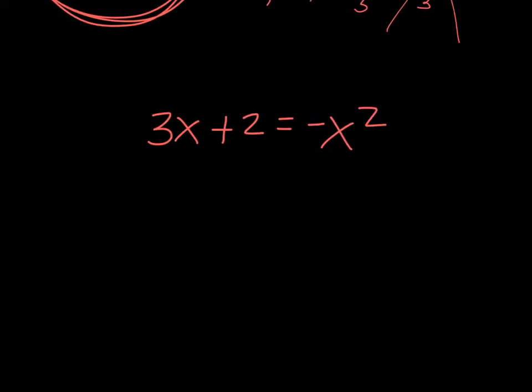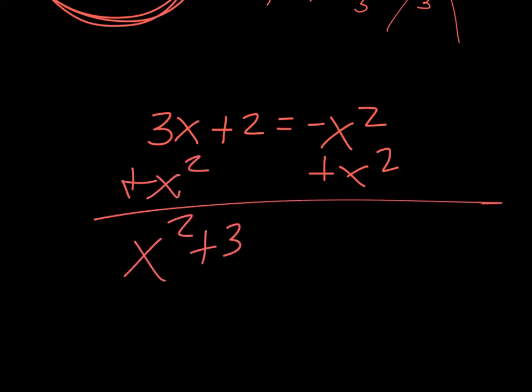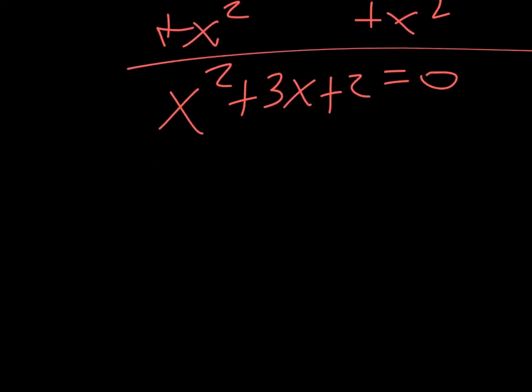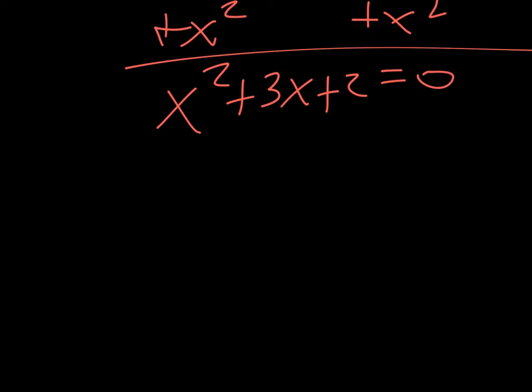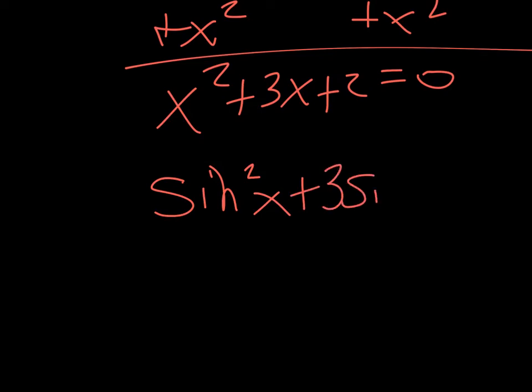It's kind of like this. That's a quadratic. How do you solve quadratics? You factor them. I can't factor it the way it is right now. I can't work under these conditions. Excellent. I'm adding x squared to both sides as we speak. And I get x squared plus 3x plus 2 equals 0. Now can I factor it? Sure you can. All right, except it isn't x squared. It's sine squared x plus 3 sine x plus 2 equals 0.